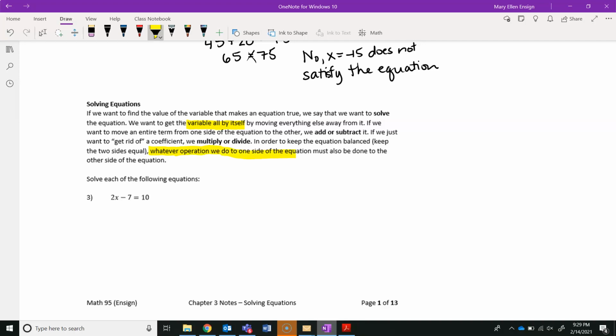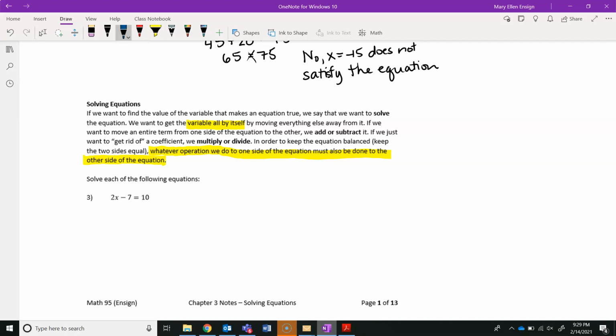Whatever operation we do to one side of the equation must also be done to the other side of the equation. So if I have you separated into two halves of a room, and I give the left-hand side of the room a plate of cookies, and I give the right-hand side of the room a plate of cookies, and they're the same amount of cookies, okay? Then I come in and I give the left side of the room 10 more cookies. Well, to keep it even, I also have to do that to the right side of the room. Or if I take away half the cookies from the left side of the room, then to keep it even, I have to do the same thing on the right. So whatever I do to one side, I have to do to the other.